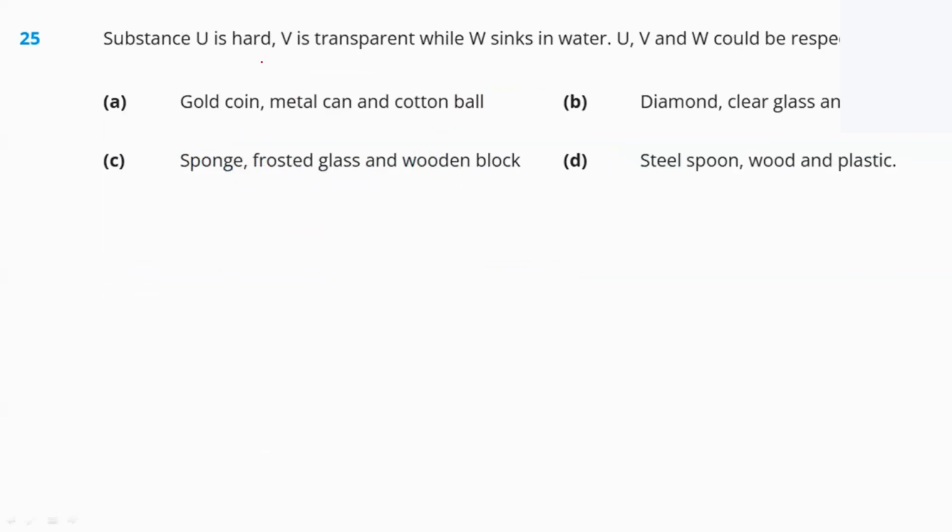Next, substance U is hard, V is transparent, and W sinks in water. So U, V, and W are. So it is gold coin, metal can, or cotton ball. No, this is not the correct one. Next is diamond. Yes, diamond is hard, clear glass is transparent, and stone sinks in water. So option number B is our right answer for this question.